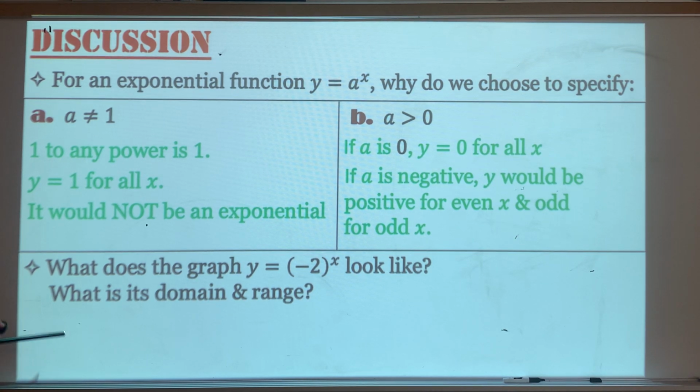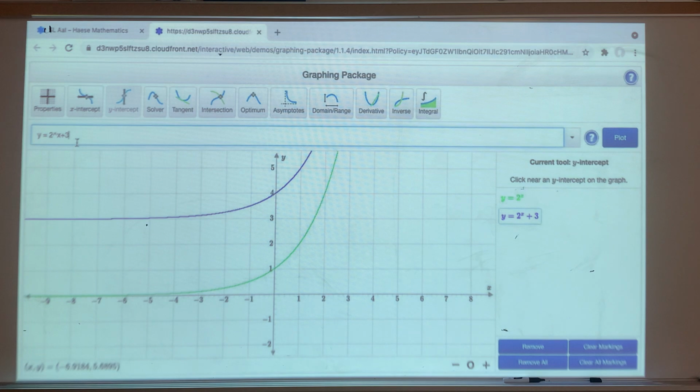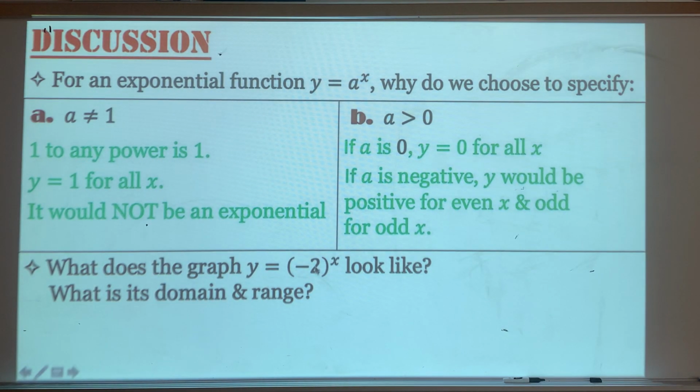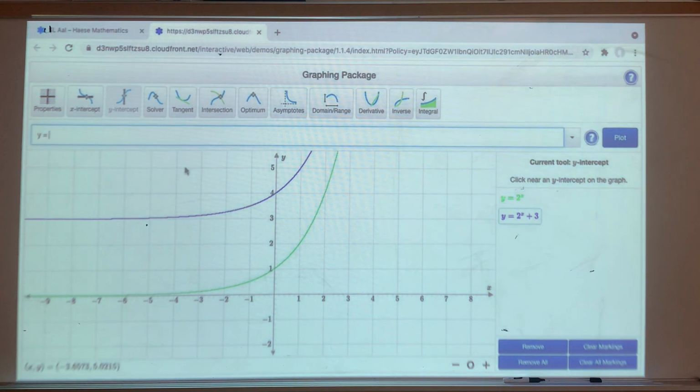And the last one, what does the graph y equals negative 2 to the x look like? What's its domain and range? You guys can sketch that real quick, check your answers, and then we'll discuss it. It's not really going to get into it right now. If you want negative 2 to the x, we can just go right here. Y equals, now notice right here, negative 2 is in parentheses. Very important, negative 2 to the x.